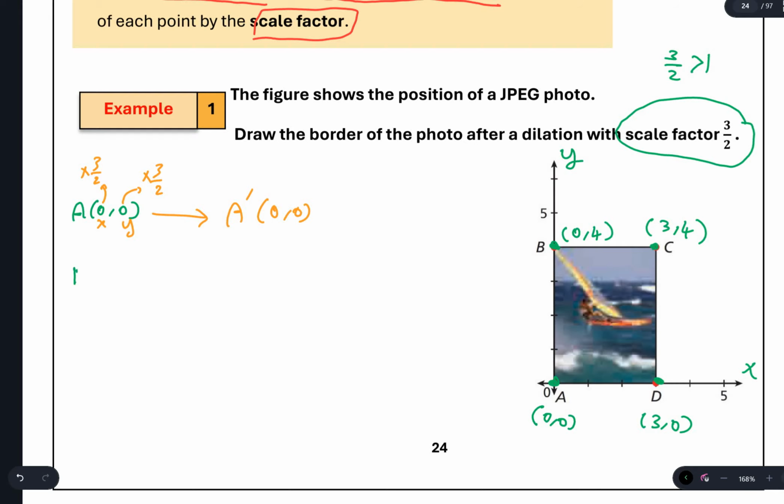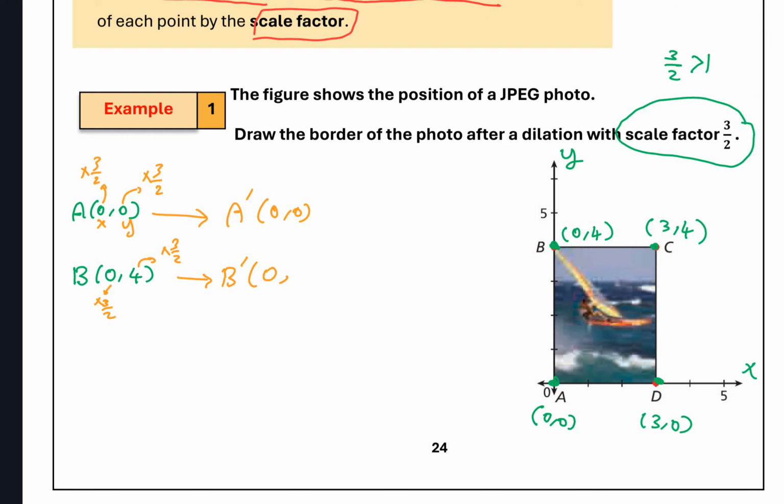How about point B? For point B, we have (0, 4). Again, you need to multiply both coordinates by 3/2. So 0 times 3/2, and also 4 times 3/2. So we get B prime, or B dash, which is 3/2 times 0, equal to 0, and 4 times 3/2, which gives us 6.